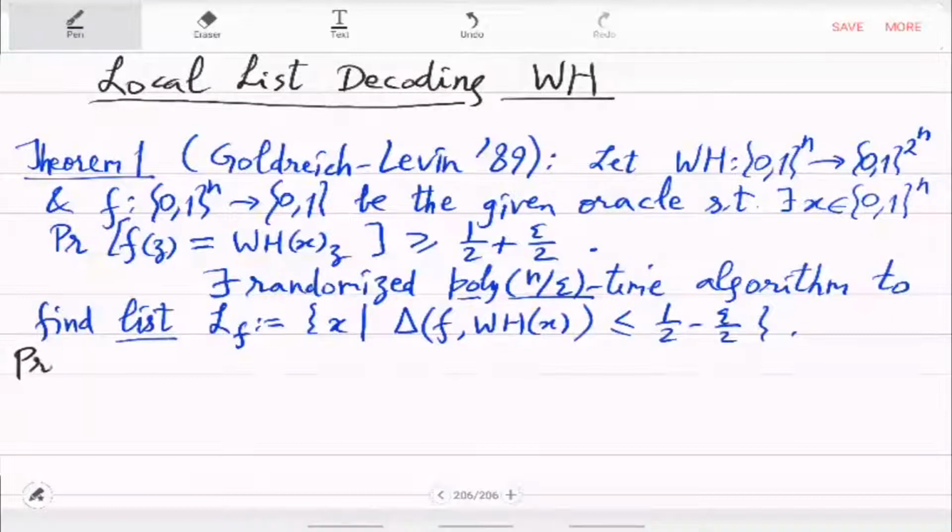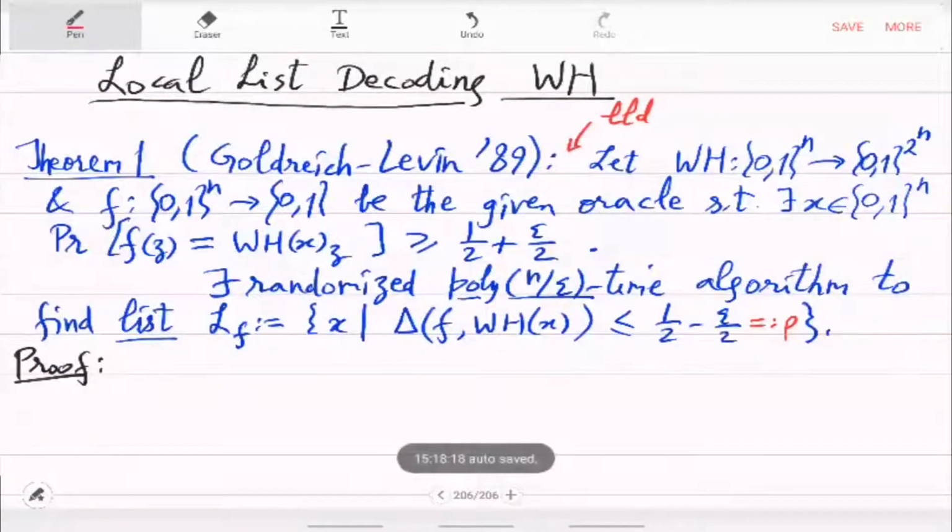So this is a local list decoder for Walsh-Hadamard, a local list decoder for number of errors this much. That's rho. Okay, so we can call this the local list decoder for Walsh-Hadamard. The errors that it can tolerate is just below half. Anything below half it can tolerate.